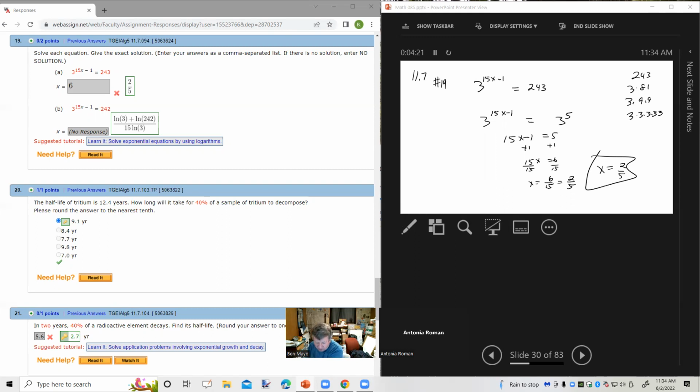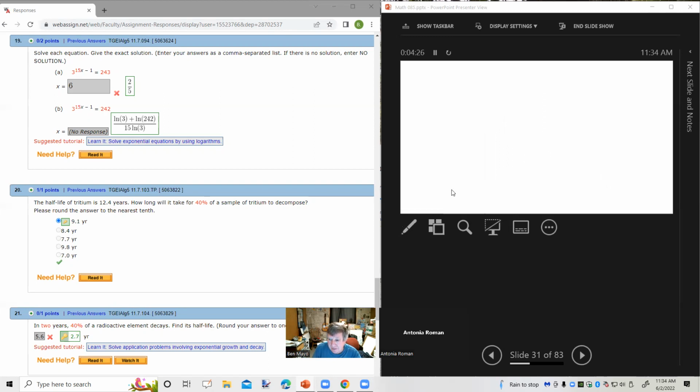Now let's take a look. This was part A. Now let's take a look at part B. Here it says 3 to the 15x minus 1 equals 242. Well, if 243 is divisible by 3, 242 is not going to be divisible by 3. So now I'm going to have to use logs. So I'm going to have log base 3 of 242 equals 15x minus 1. Okay?